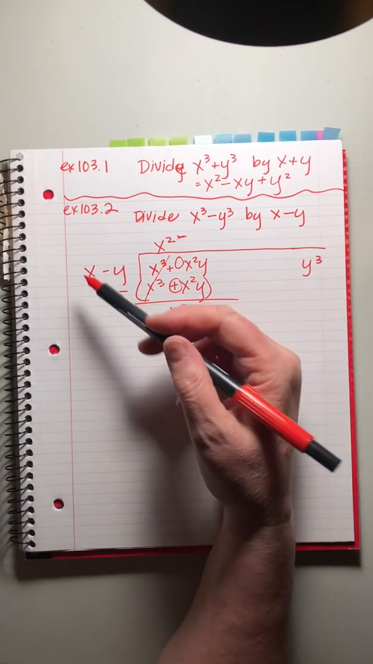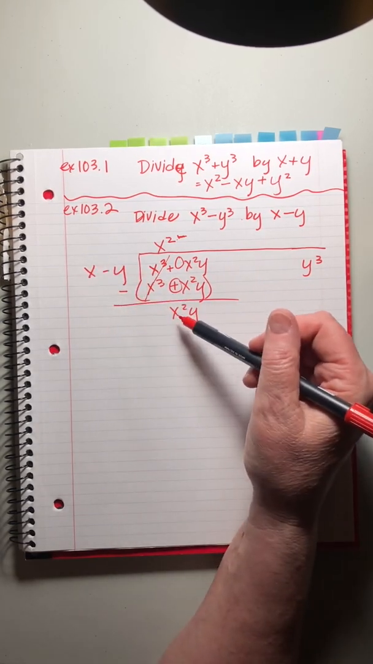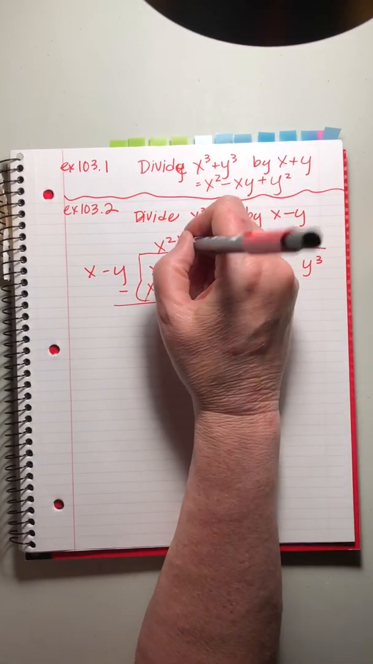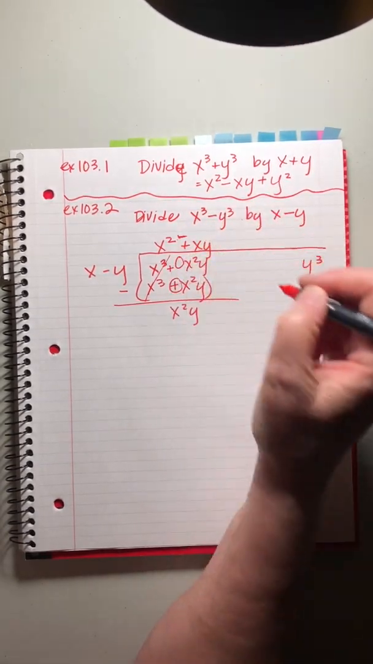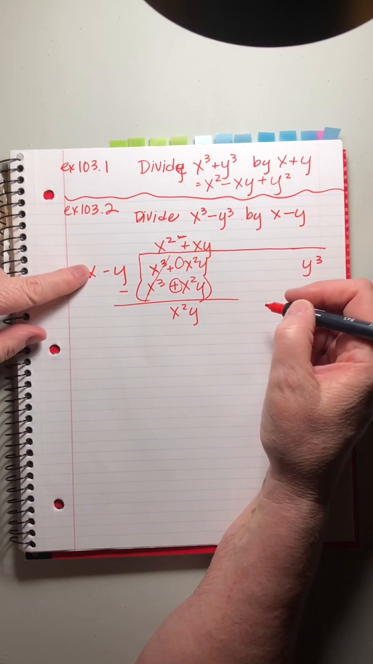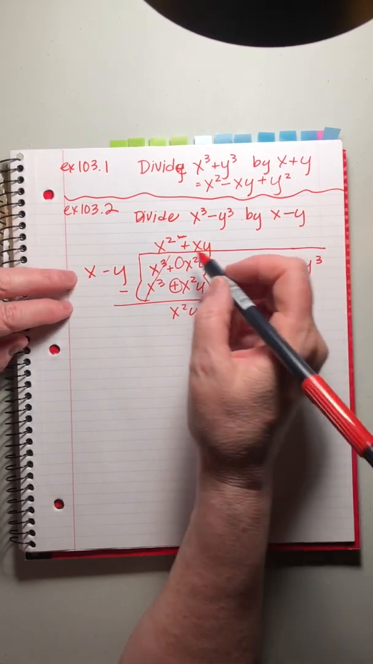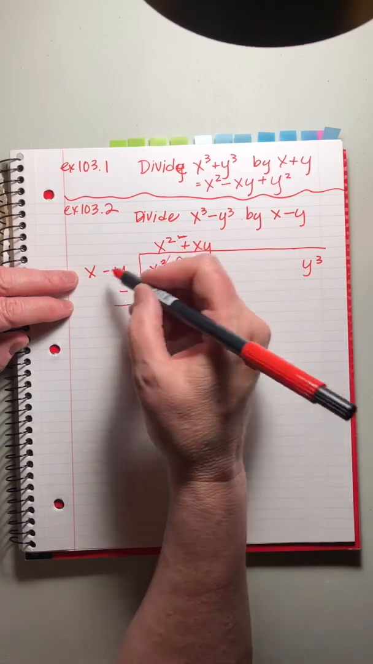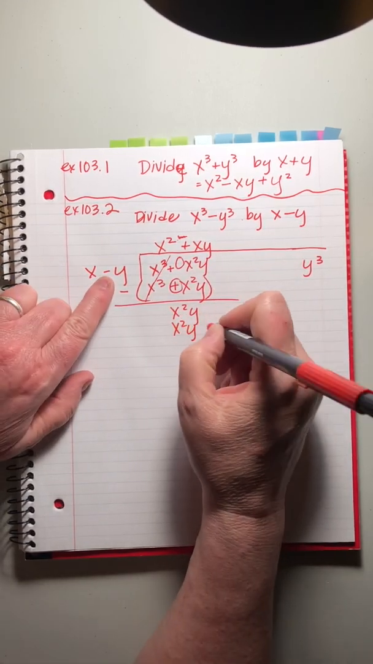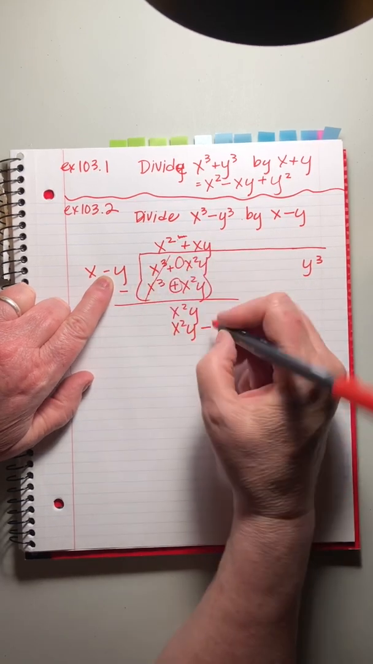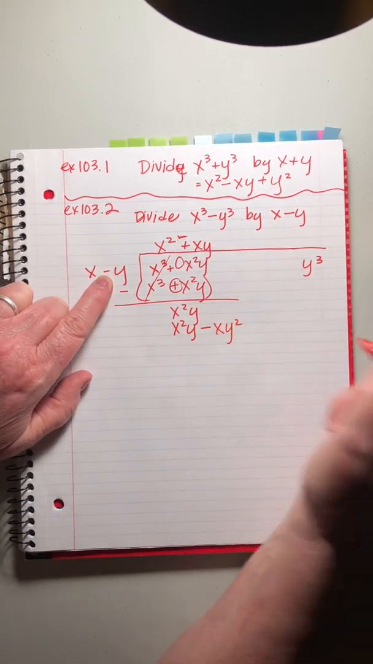Now we figure out what we multiply by x to get x squared y, and that is positive xy, right? One of each, and that will give us 2 x's. Okay, that looks good. Let's multiply now. xy times x is x squared y minus, and this becomes xy squared. Am I right?